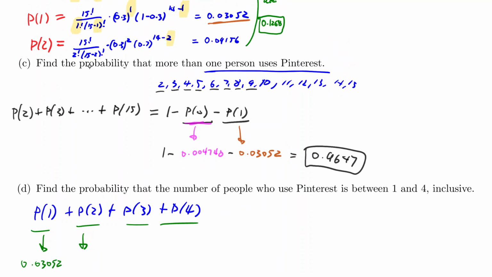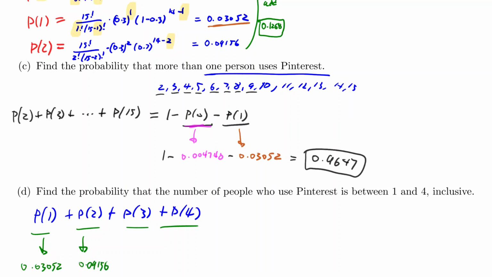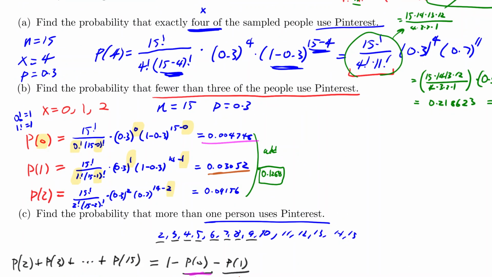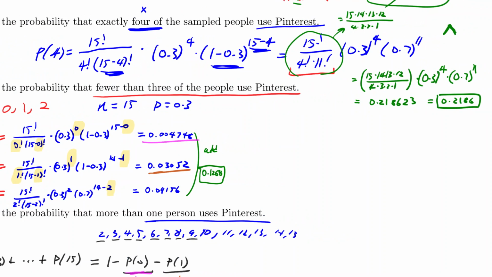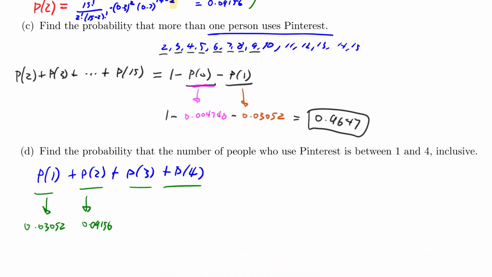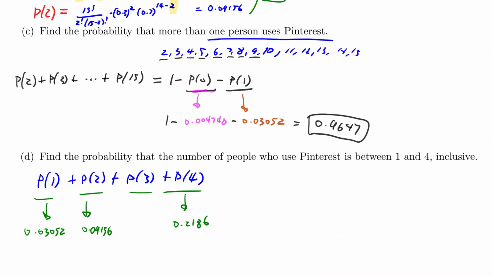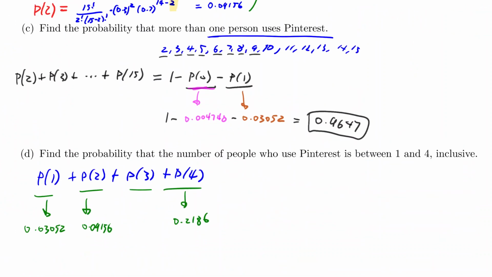Probability of 1 was 0.03052, probability of 2 was 0.09156. Probability of 4 we actually found in step A. Where was it? Right here, 0.2186. So we need to find P of 3 using the formula. And you should definitely practice finding these on your own, using the formula.